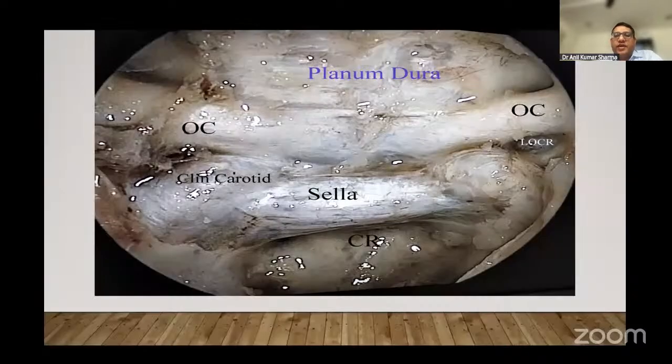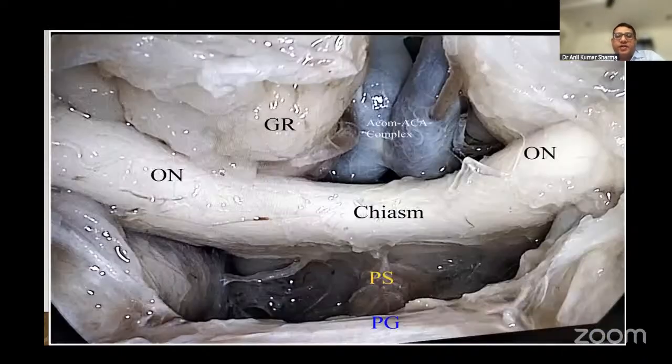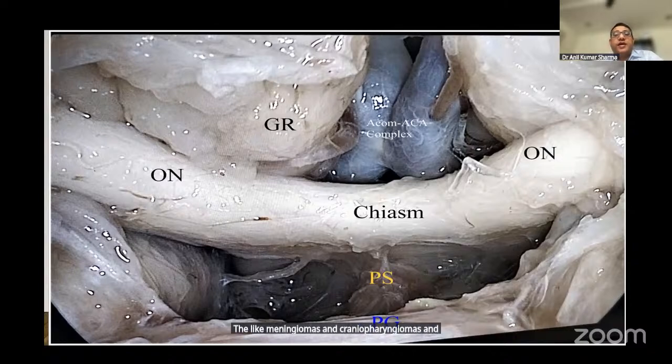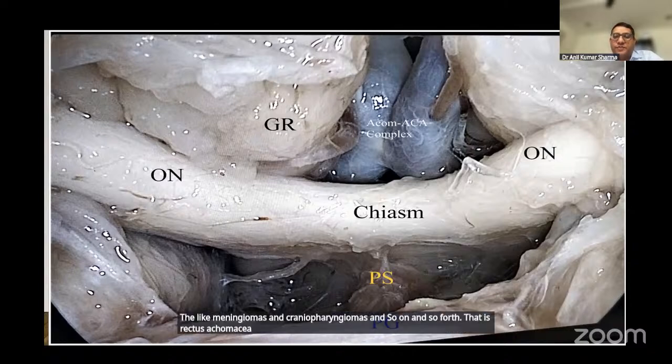And this is the view we get after removal of the bone. This is the optic canal. We can see clinoidal carotid, sellar dura, planum dura, limbus, and clival recess. Here we have taken the liberty of cadaveric dissection; we need not dissect lateral to the medial opticocarotid recess. And this is the view of anatomy we get after removal of lesions like meningiomas and craniopharyngiomas and so on: gyrus rectus, anterior communicating artery complex, optic nerve, chiasm, planum sphenoidale, pituitary gland, bilateral carotids, and pituitary stalk that we can see.